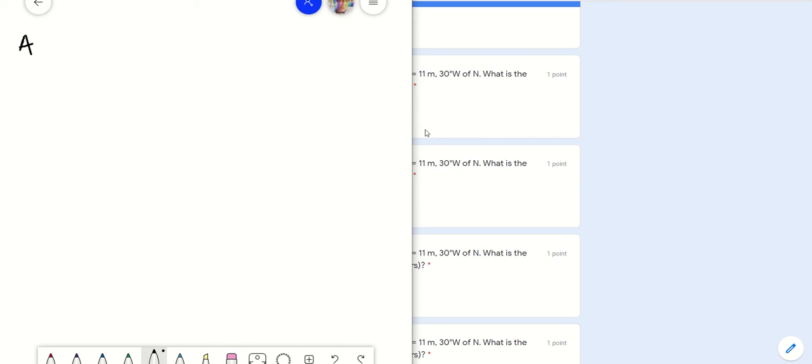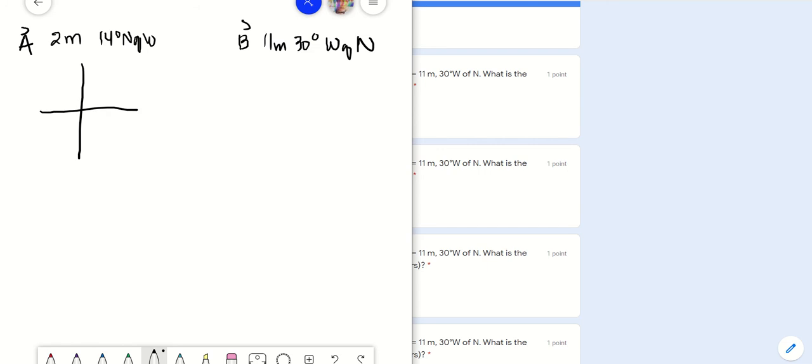Vector A versus vector B. Vector A is 2 meters, 14 degrees north of west. Vector B is 11 meters, 30 degrees west of north. We forgot the magnitude earlier.